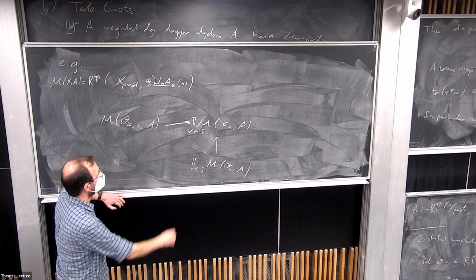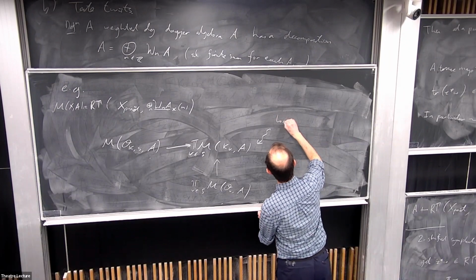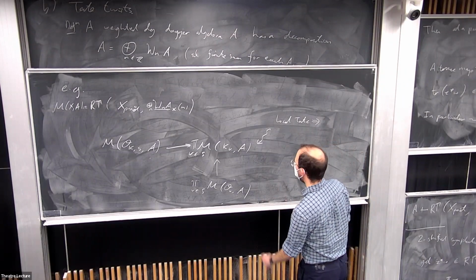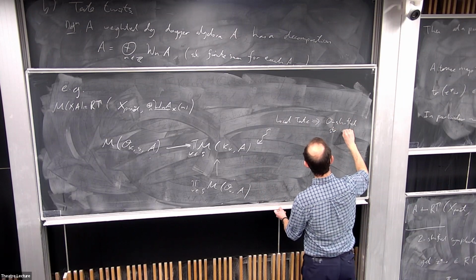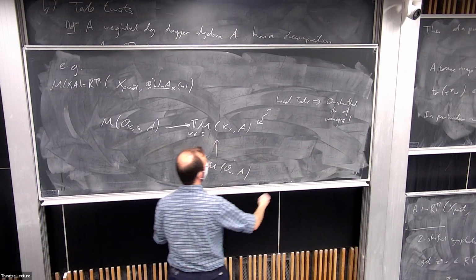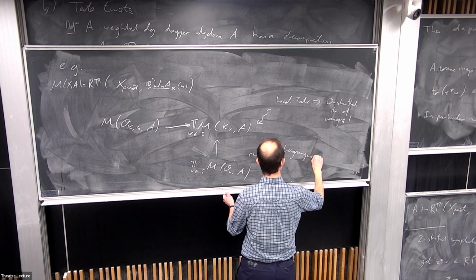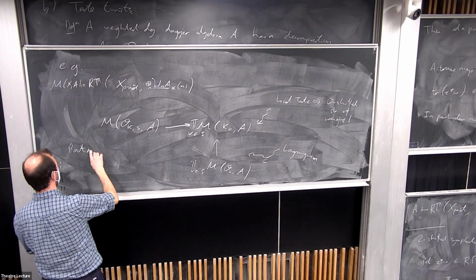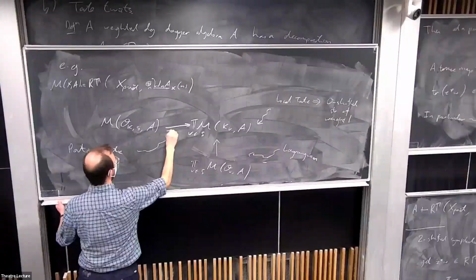So what happens is, local Tate duality tells you that this thing has a zero shifted structure at point one. And it also tells you that this map here is a Lagrangian. And then Poitou-Tate tells you that this map here is also Lagrangian.